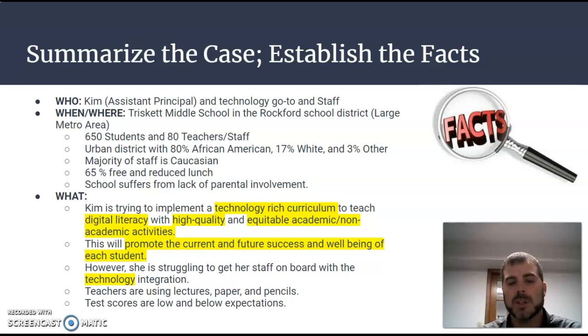Therefore, our test scores are low and below expectations. So basically, to summarize, I would like to give our students a much better experience technologically, present their learning in a different way, kind of help them learn in a way that will benefit them, and they will be able to grow and hopefully improve our test scores and our school as a whole. But I'm really getting resistance from my staff. They're rather old school and are kind of being stubborn.